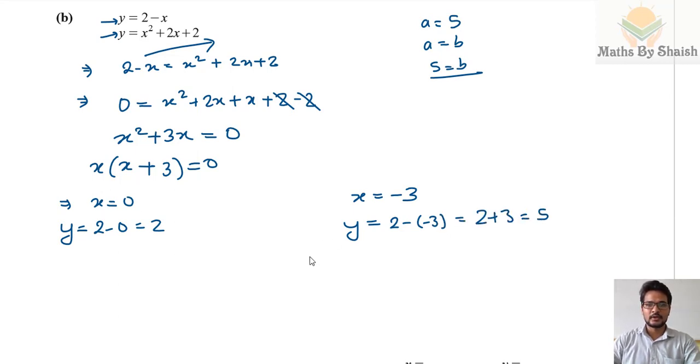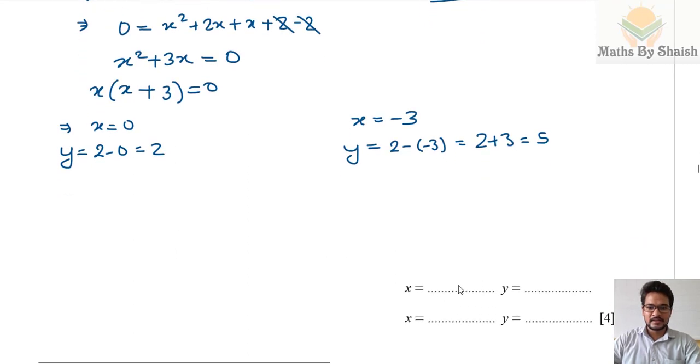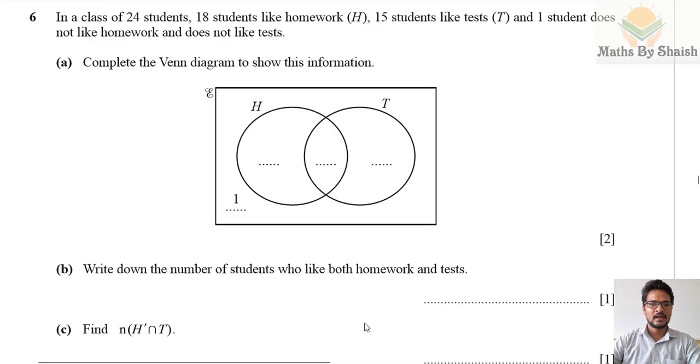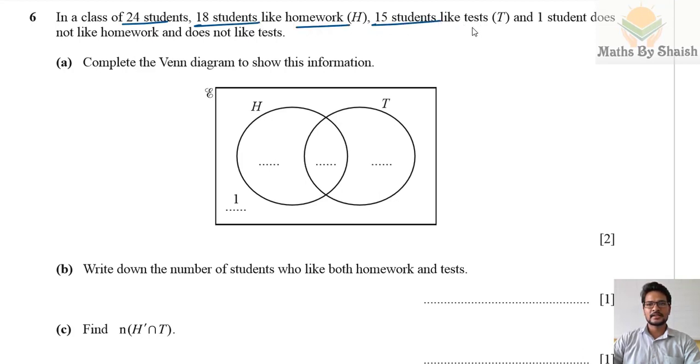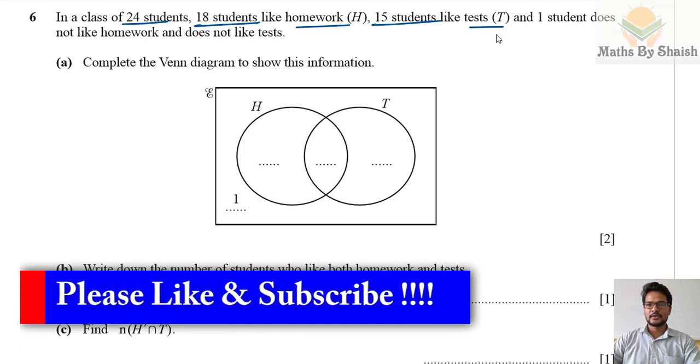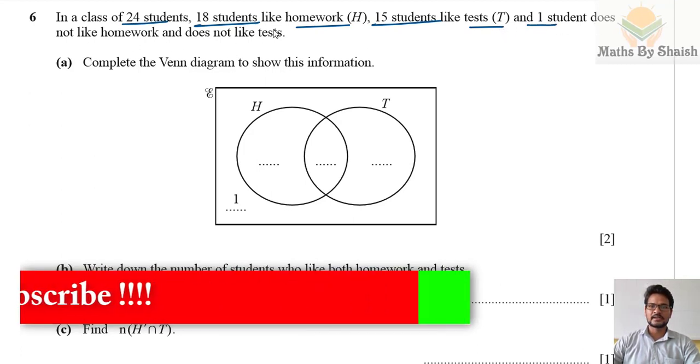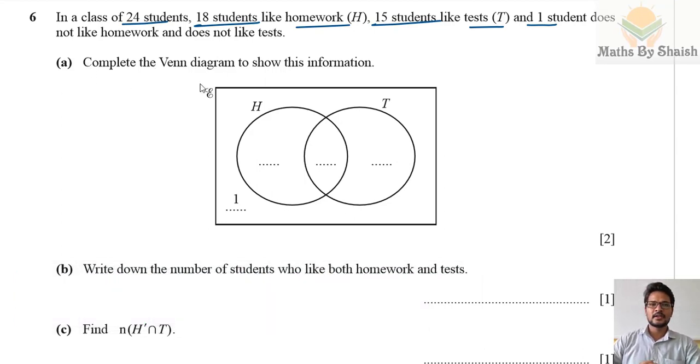So the solution we will write here: when x is 0, y is 2, when x is -3, y is 5. That's the answer. And here is the sixth question. In a class of 24 students, 18 students like homework, 15 students like tests, which is denoted by T, and one student does not like homework and does not like tests. Complete the Venn diagram to show this information.